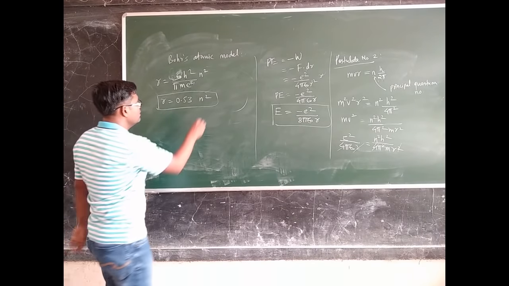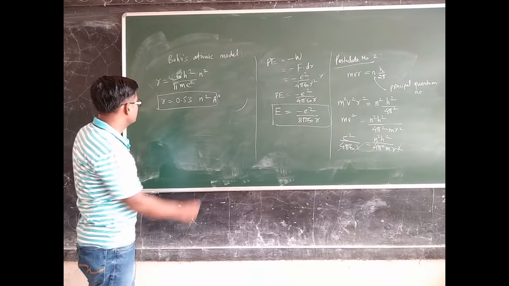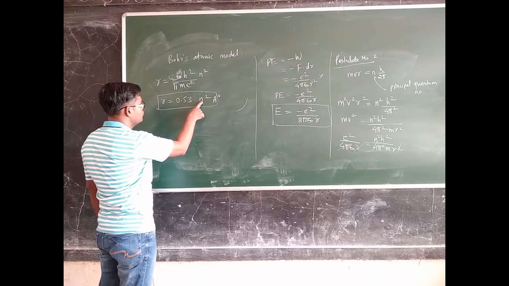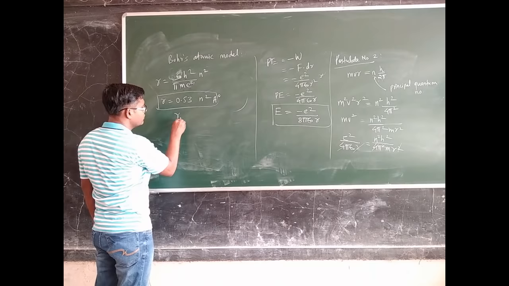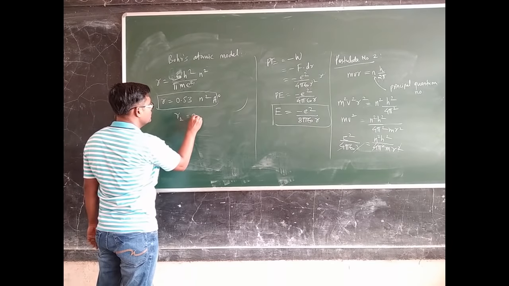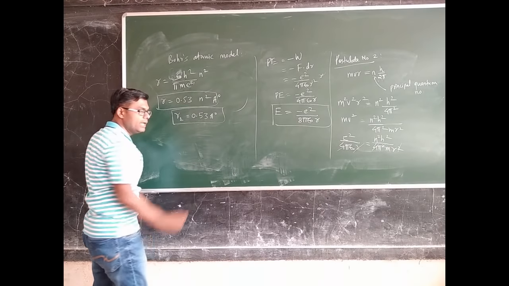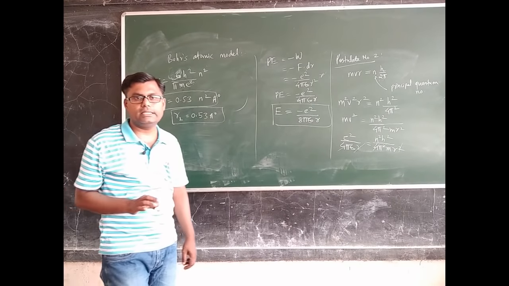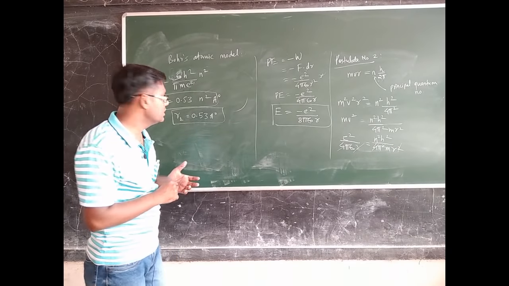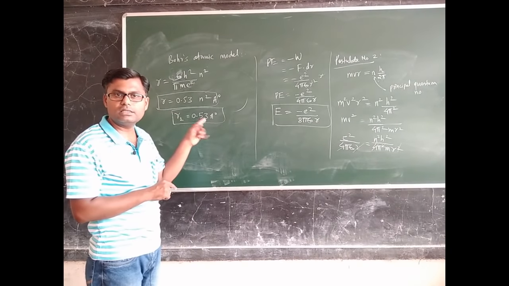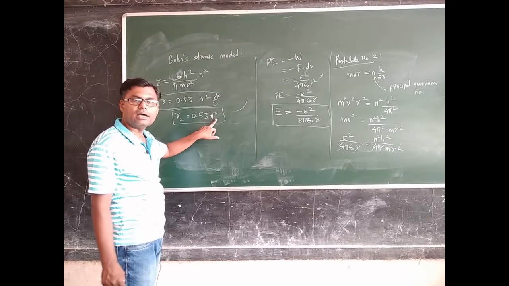0.53 times n square, this is in angstrom. So if you put n equal to 1, that is for the first orbit, we will get the radius of the first orbit, R1, equal to 0.53 angstrom. So Bohr has accurately calculated the radius of the first orbit in the hydrogen atom, the first orbit in which the electron is revolving, and that is given by R1 equal to 0.53 angstrom.